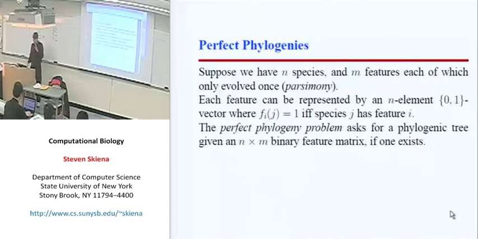So let's just talk here about the basic case where we want to explain all the features, where they're each invented once. Recognizing that anything you do to make the problem more general can only make it harder, but the simplest version should give us some insight into how we might do that. Any questions about that?